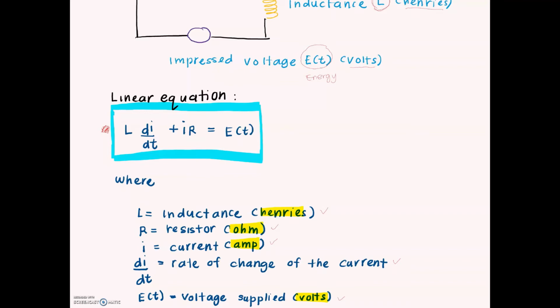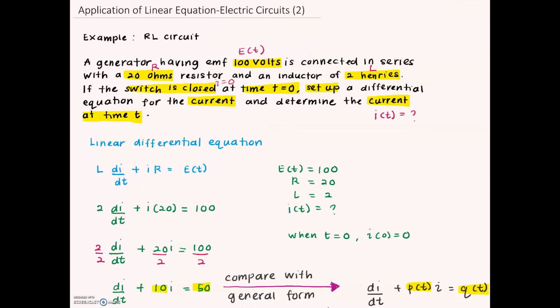Now let's see an example for the RL circuit. We have a generator having EMF 100 volts connected in series with a 20 ohm resistor and an inductor of 2 henries. If the switch is closed at time t equals 0, set up a differential equation for the current and determine the current at time t.